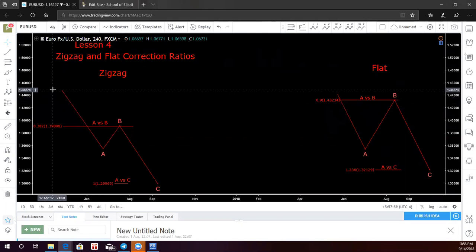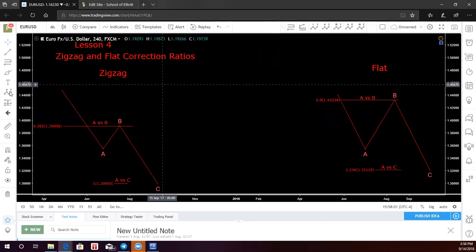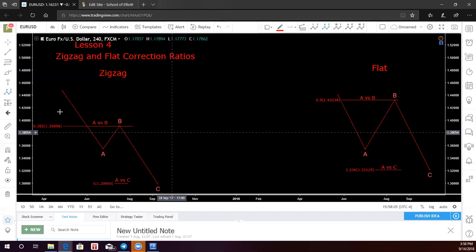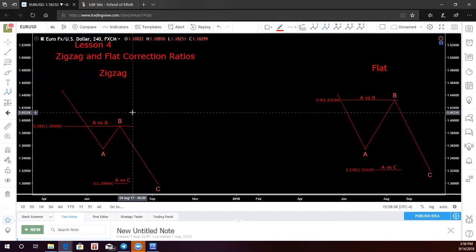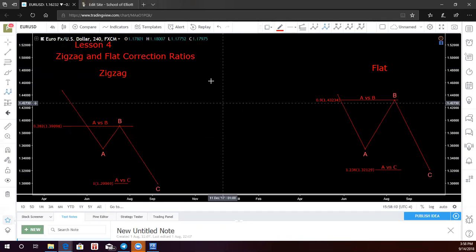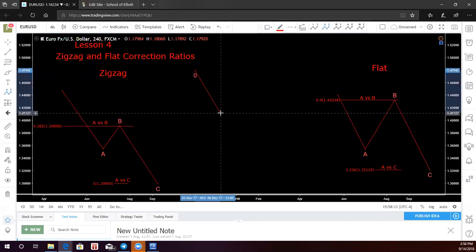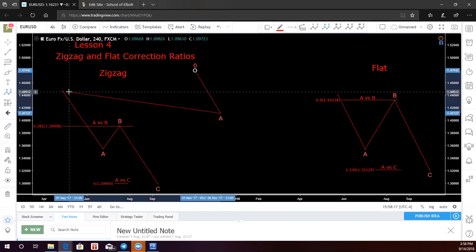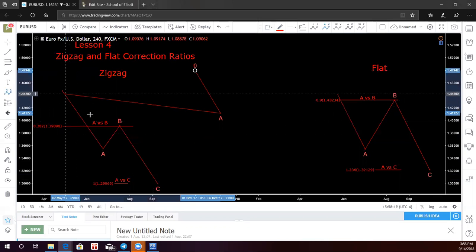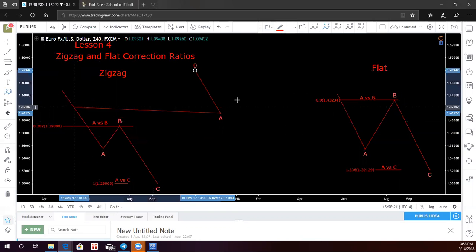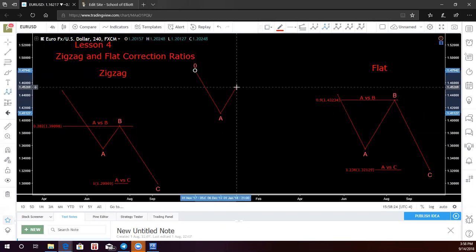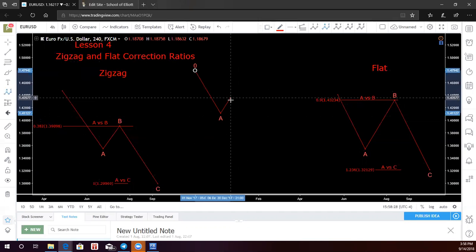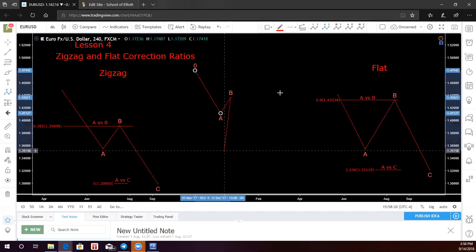So starting with the zigzag, the main ratios we're going to look for, again, we already went over last lesson that corrective waves only happen after an impulse. So with that being said, after we have our impulse, we spot a wave A of a zigzag. Again, if you guys remember correctly, that's just an impulse downward after a main impulse. Then we spot a B. So let's say B has not come into play yet.